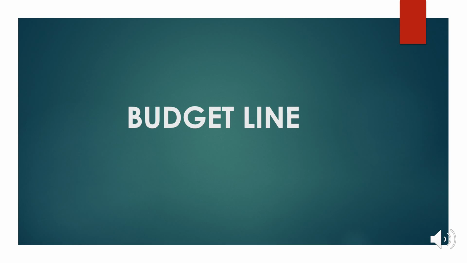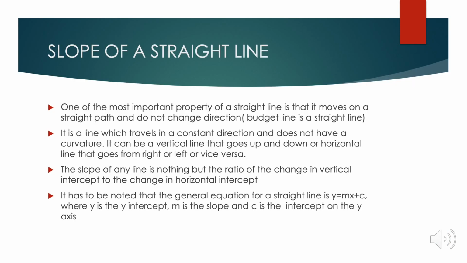Today, we are going to continue to talk about budget line. Before explaining the slope of the budget line, let's talk about the slope of a straight line. It has to be noted that budget line is a straight line. A property of a straight line is that it moves on a straight path and does not change direction. A straight line travels in a constant direction and does not have a curvature.